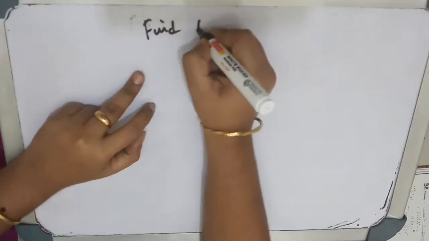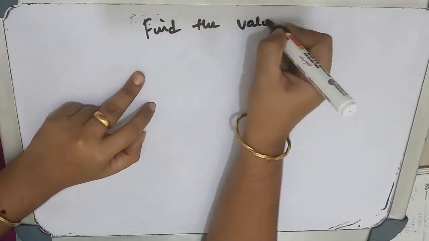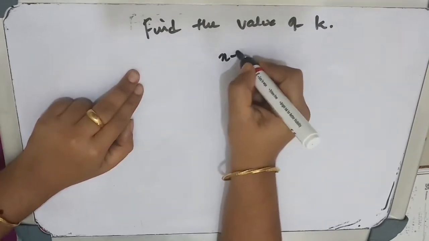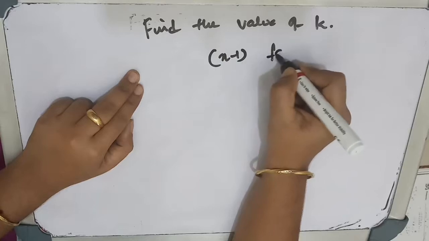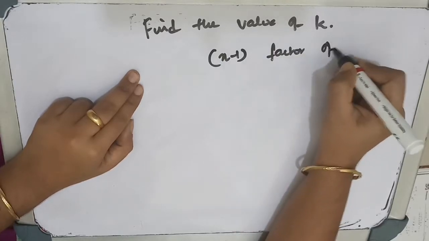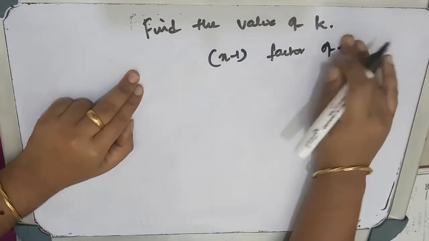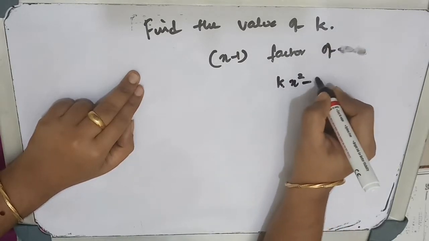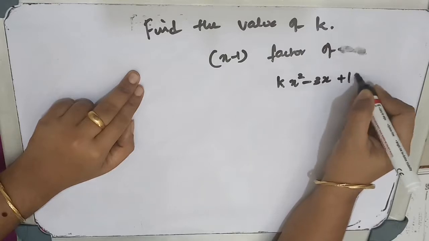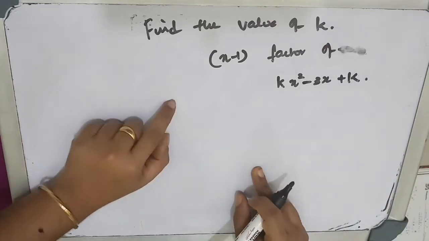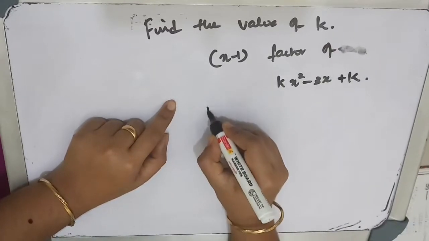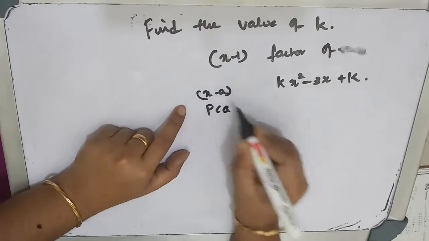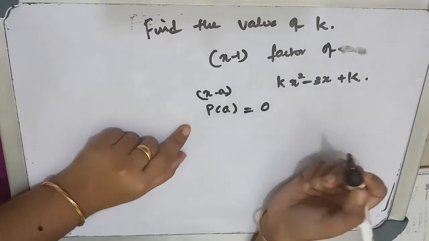Find the value of k if x minus 1 is a factor of k x square minus 3x plus k. So according to the factor theorem, if x minus a is a factor of p of x, p of a should be equal to 0.